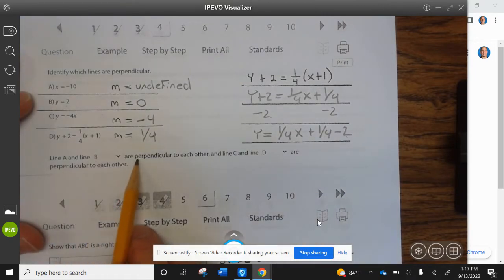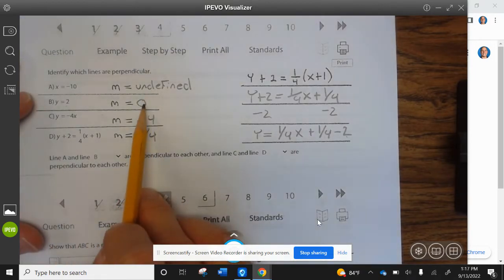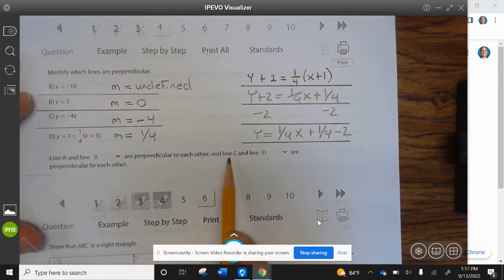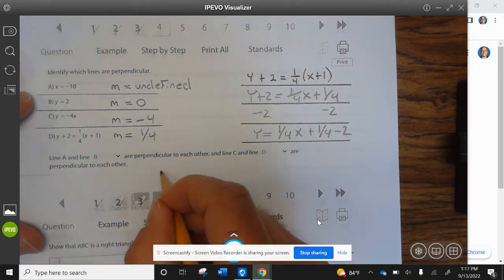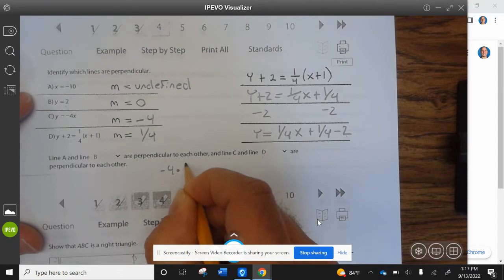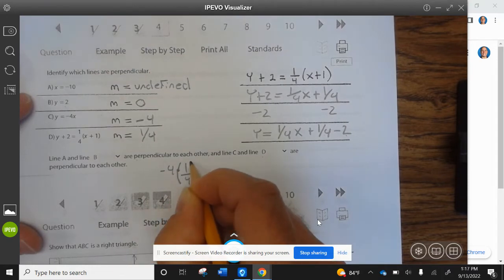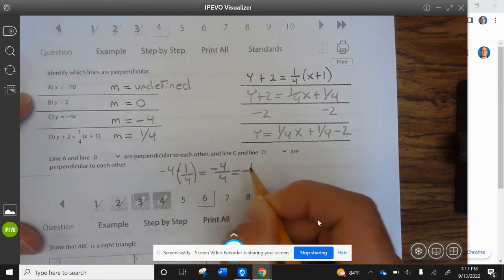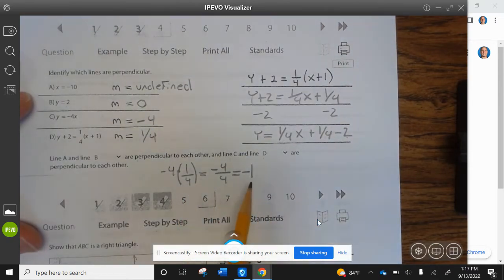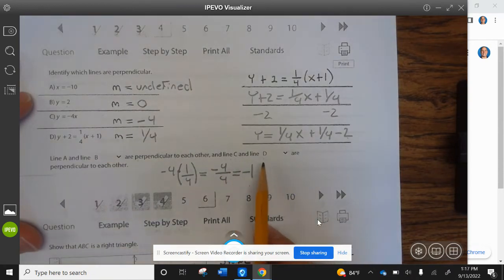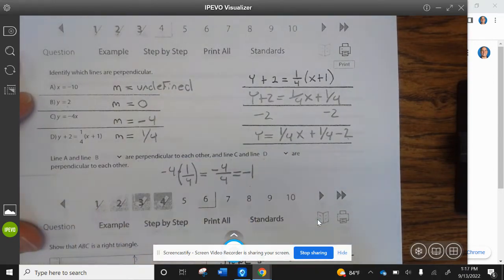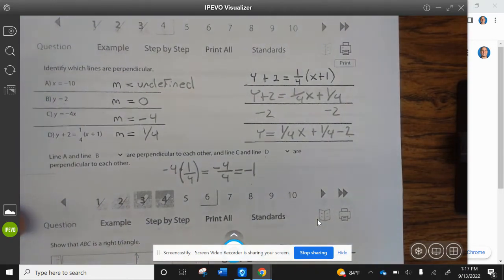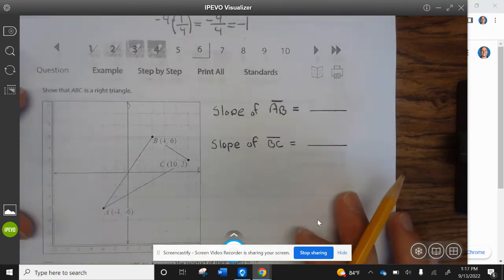Lines A and B are perpendicular to each other because they're opposites, undefined and 0. This is a special case. C and D, let's multiply C and D. So that's -4 times 1/4. Well, that becomes -4 divided by 4, which is -1. And we know if we multiply the slopes and they get -1, we can say that the lines are parallel. Or, I'm sorry, perpendicular. So line C and line D are perpendicular to each other. All right? Let's take a look at the next example.